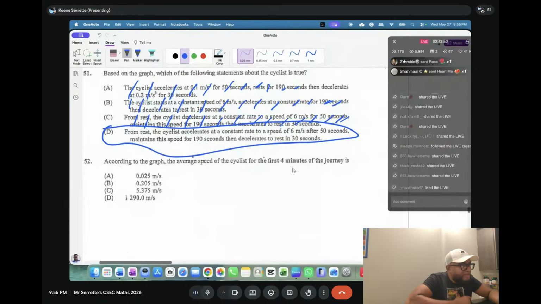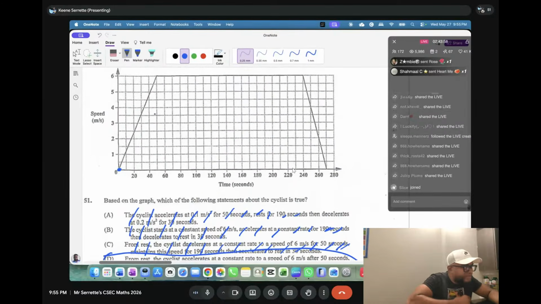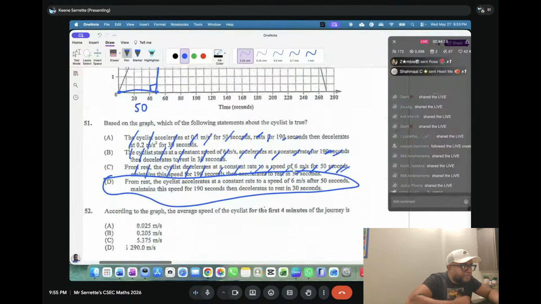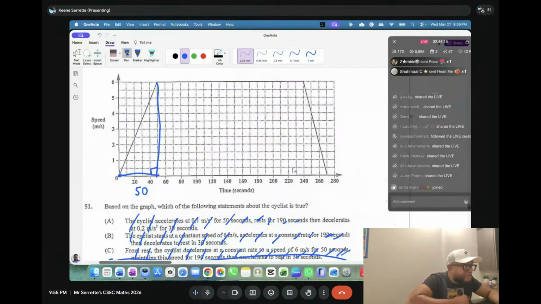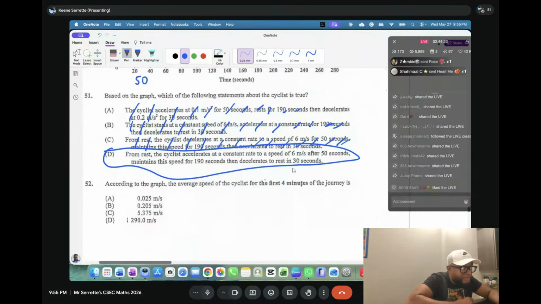According to the graph, the average speed of the cyclist for the first 4 minutes of the journey is what? Average speed for the first 4 minutes. We find speed is equal to distance over time. That's an easier way to do this. We only talk about the first 4 minutes. You all saw what I did there? They said for the first 4 minutes.